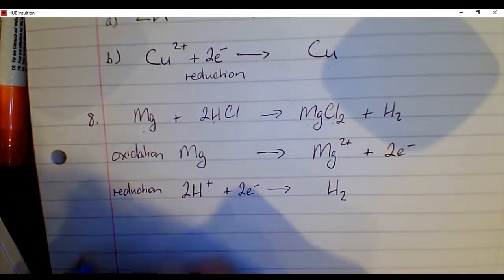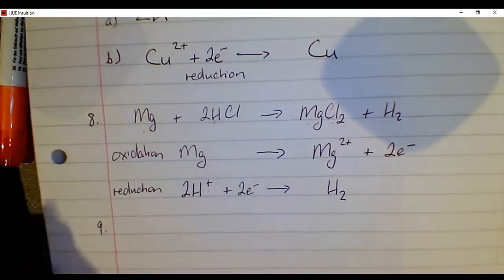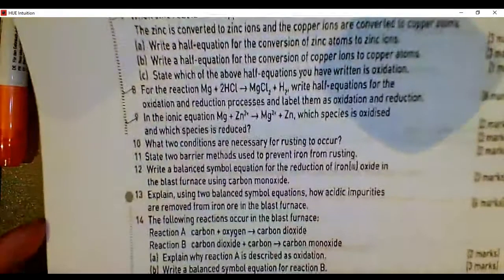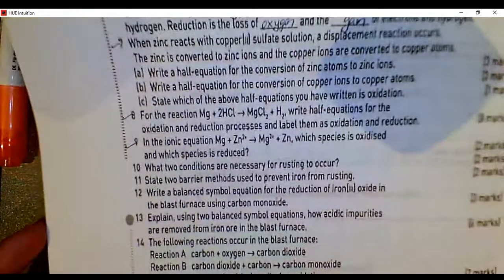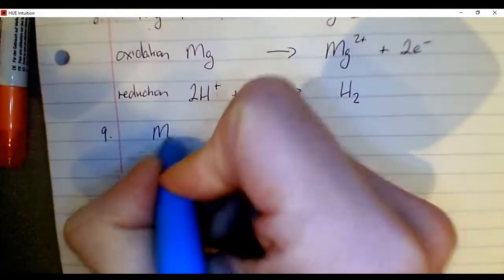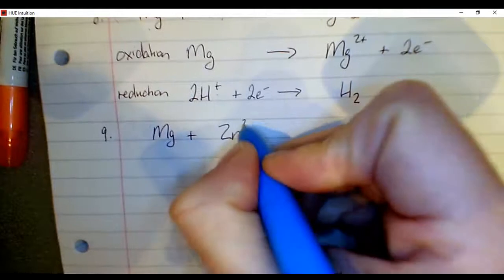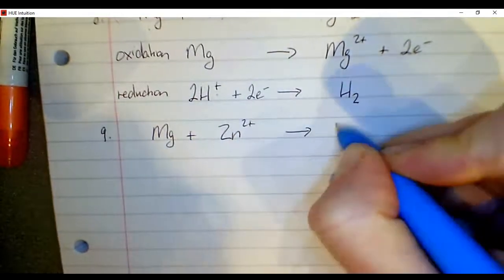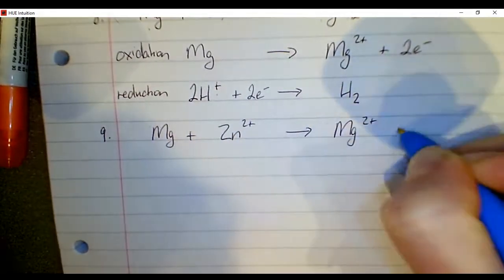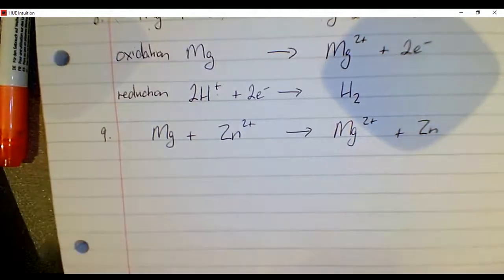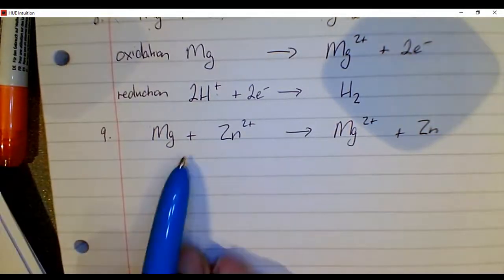And number 9. So in that ionic equation, this should be easier to spot. I'll just write it out. So it's Mg + Zn2+ gives you Mg2+ + Zn. So hopefully that was easier to recognize than the last one.